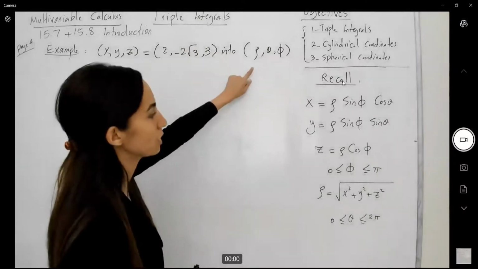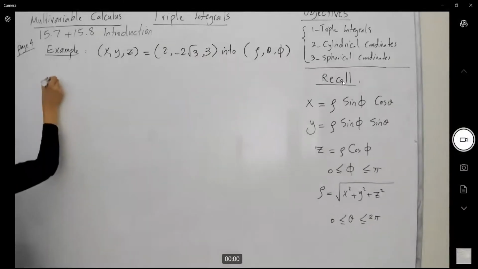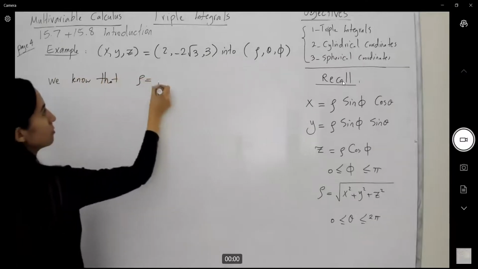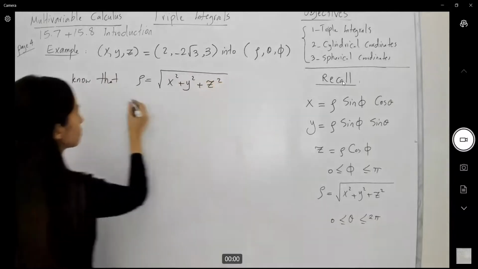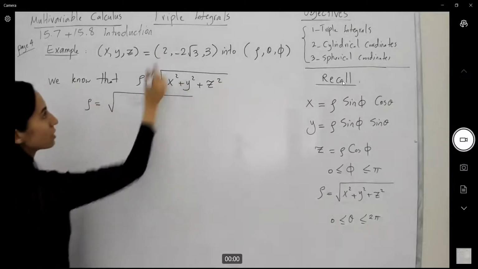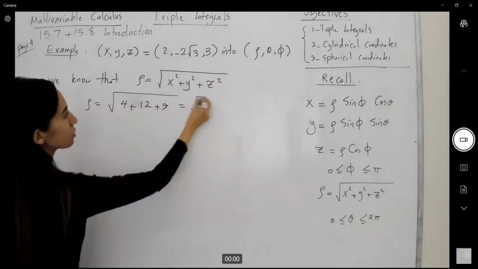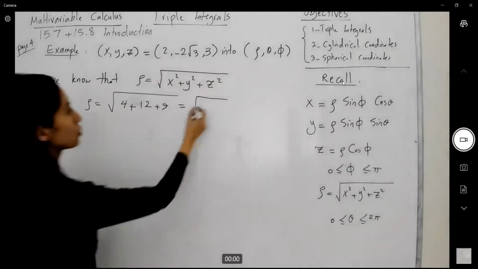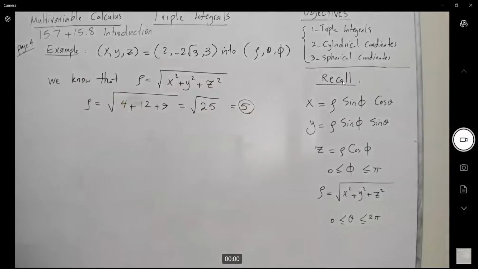First of all, we know that rho is defined as square root of x squared plus y squared plus z squared. So rho is equal to square root of, our x is 2, 4 plus 12 plus 9, which is equal to square root of 25, which is just 5. This is your rho.